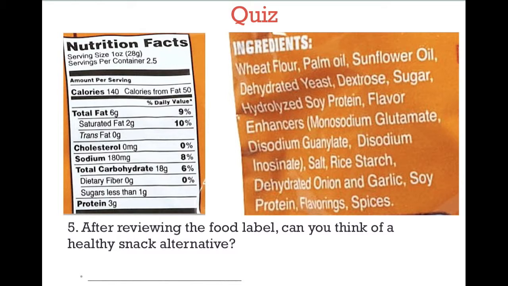Question number 5. After reviewing the food label, can you think of a healthy snack alternative to this snack? You can always opt for healthier fresh alternatives such as a fresh piece of fruit, like an apple or a banana, or colorful washed vegetables, which are also delicious. You can think of baby carrots or cucumbers, for example. If you are looking for a healthier packaged food, look for whole grain pretzels that are low in sodium, or even freshly popped popcorn.